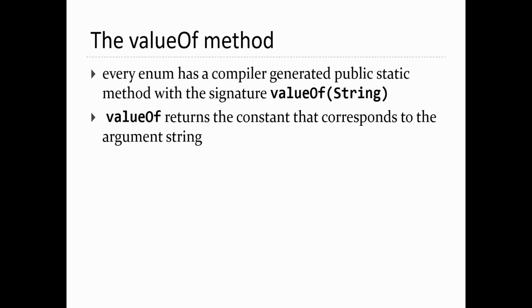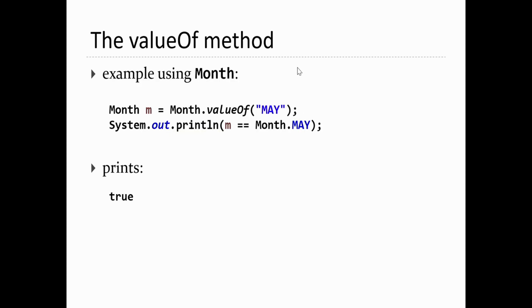You also get a convenient way to generate one of the constants given a string. So you get a free static method called valueOf. You pass in a string, and the valueOf method tries to give back the enumeration constant that corresponds to that string. So for example, if I want the object that corresponds to the month May, then I can pass in the string M-A-Y, all caps, and I will get back the month that represents the month May.